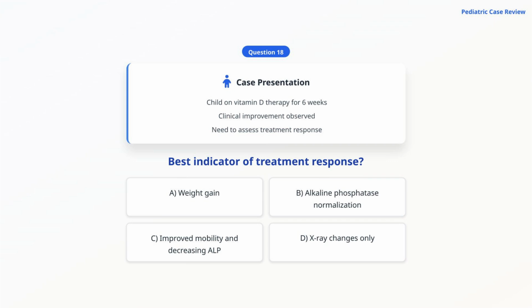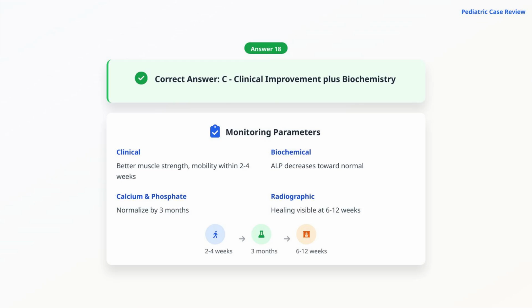Case 18. A child has been receiving vitamin D therapy for 6 weeks. Question: what is the best indicator of treatment response in rickets? Option A, weight gain. Option B, alkaline phosphatase normalization. Option C, improved mobility and decreasing alkaline phosphatase. Option D, X-ray changes only. The correct answer is C, improved mobility with decreasing alkaline phosphatase.